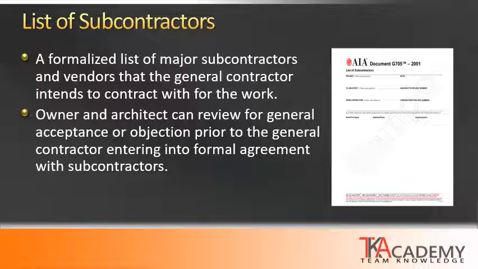AIA produces a standard document for this. It is G705. The purpose of this is to let the owner and architect know who's being intended for use and give them a chance to review for acceptance or objection if there've been any past performance issues on prior work or other things that are negative. The owner and architect have an opportunity to voice objection to that before the general contractor enters into a formal contractual agreement with those subcontractors.